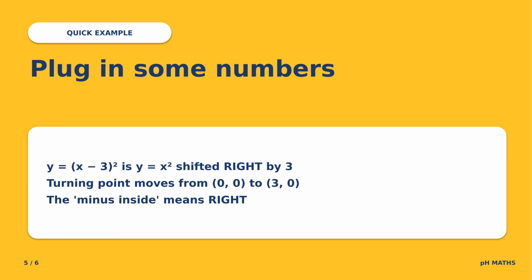Common mistake: the direction of the horizontal shifts. f(x + 2) goes left, not right. f(x - 2) goes right, not left. The sign inside the bracket is opposite to the direction of shift. Make a small table on your paper at the start of any transformations question. Saves marks every time.